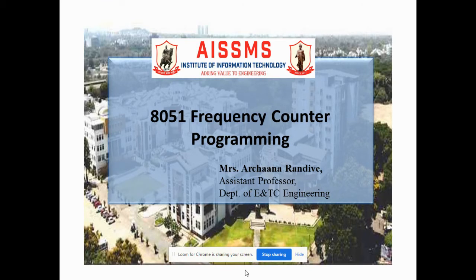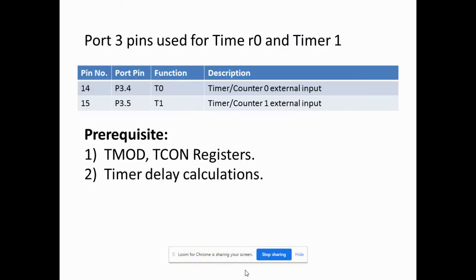Today we are going to study how to program the frequency counter of 8051. There are two 16-bit timers present in 8051, which can also be used as frequency counters. Frequency counters are used to count the number of external clock pulses. For applying this external input or external clock pulses, we can use port pin P3.4 if we are using timer counter T0, and if we are using timer counter T1, we can use port pin P3.5.